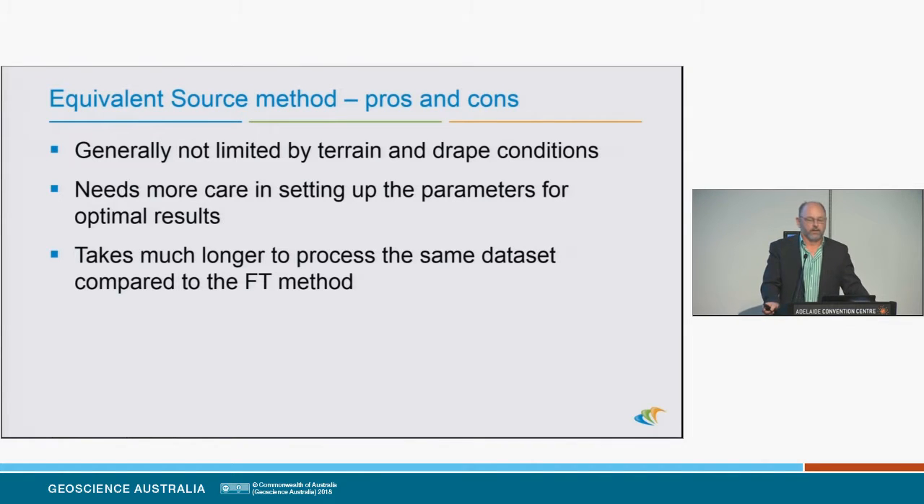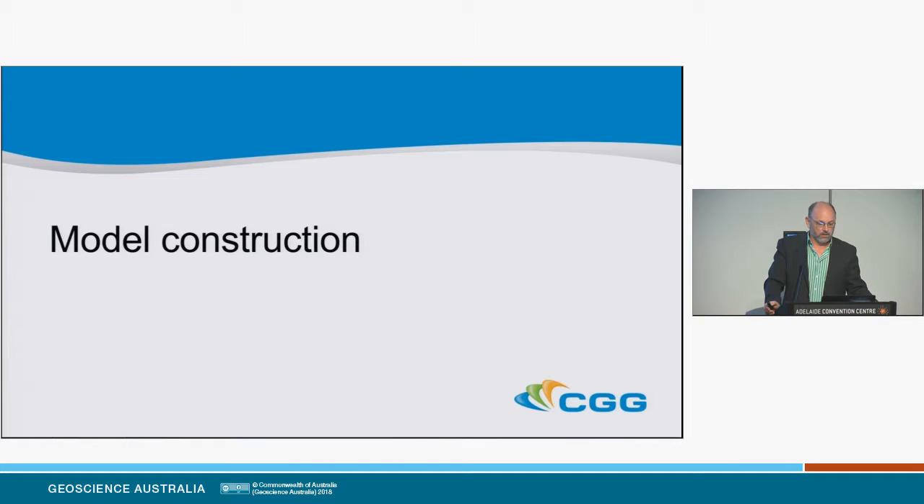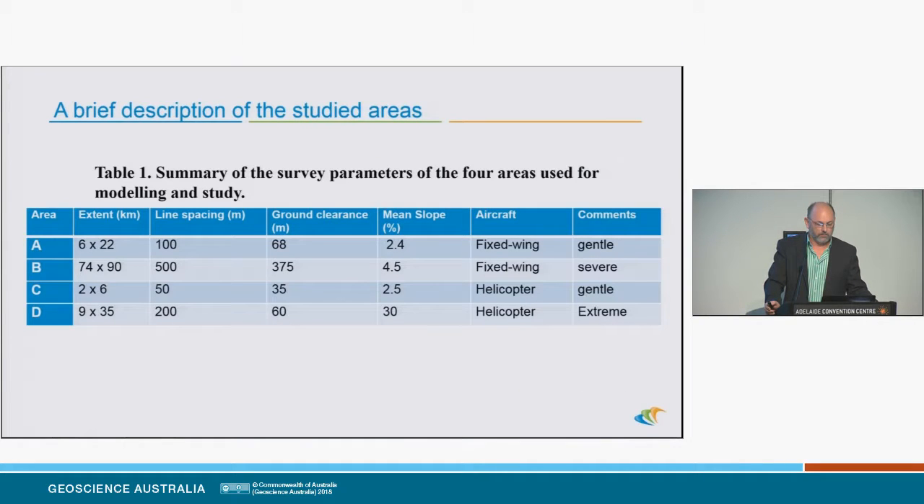There's nothing fundamental in that produces any limitations based on the terrain or the drape, which is its advantage. However, setting up an inversion requires a great deal more care. You've got to get the parameters to control that inversion to work well in order to get optimal results. Sometimes that means you have to run the inversion several times. And it takes much, much longer to process the same data set compared to the Fourier transform method.